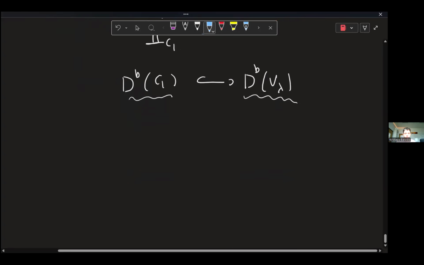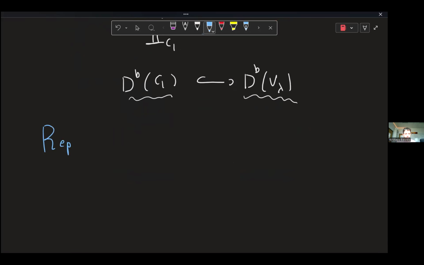So the way that we're going to connect these things, we have this important block, right? This principal block of our category. And it turns out that this is equivalent to a module category over a particular kind of algebra called an affine Hecke algebra.